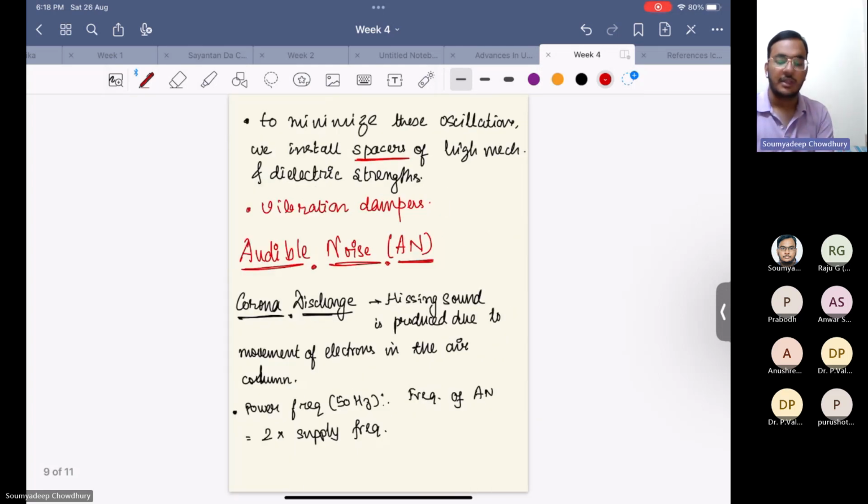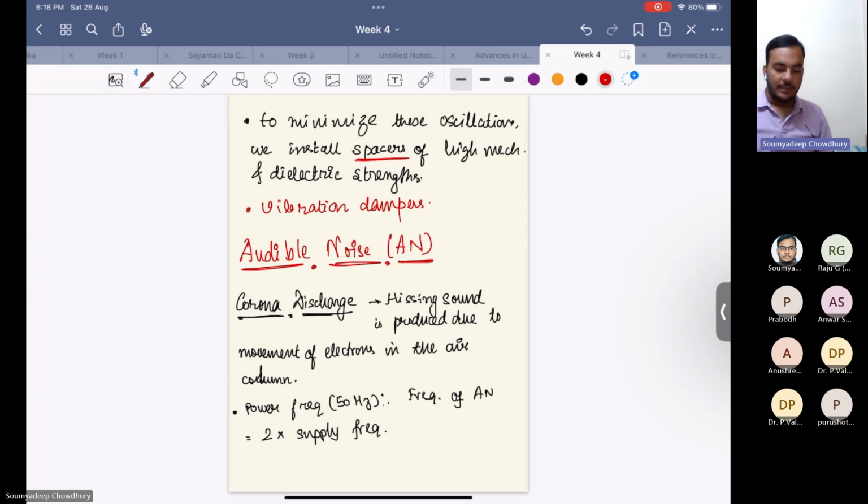Wake induced oscillation. To minimize these oscillations, we can install spacers of high mechanical and dielectric strength. Also, we install vibration dampers in the lines, which can keep these EHV lines mechanically tight. Then we moved to what is called audible noise, right?